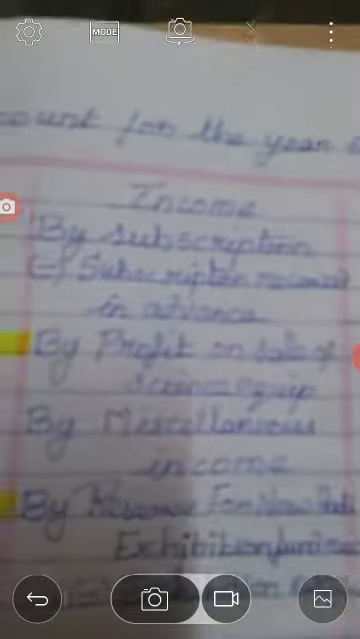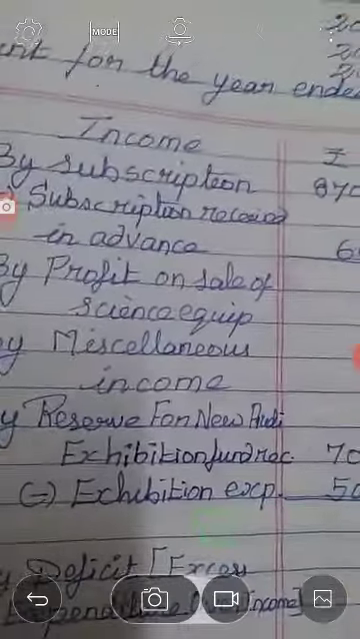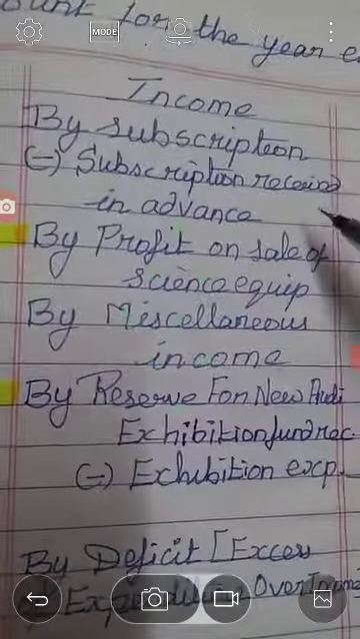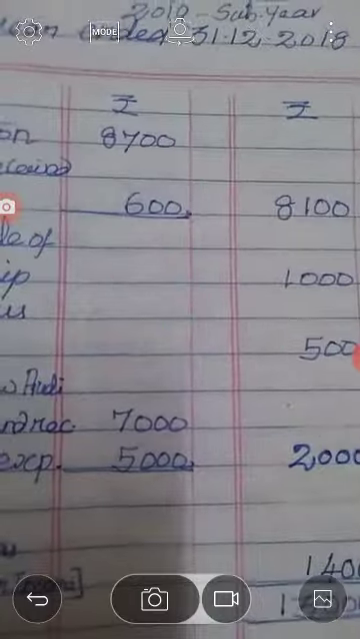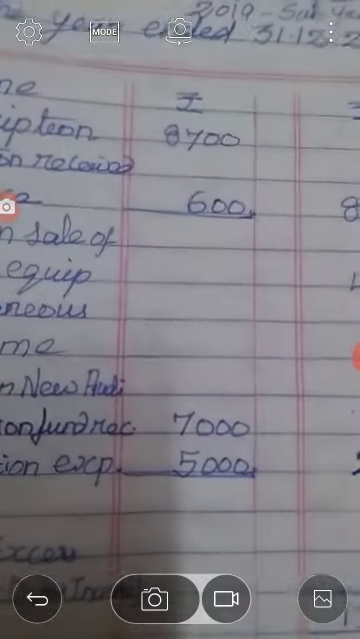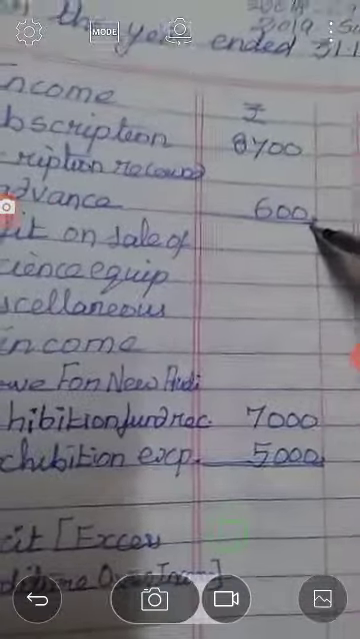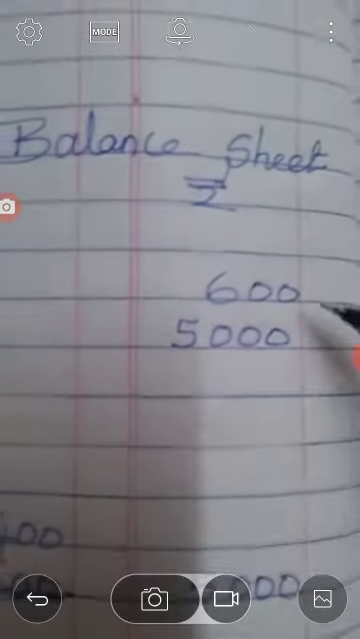On the income side, by subscription 8,700, minus subscription received in advance 600. So you have to subtract it, then 8,100 should be shown in the outer column. Again, this 600 subscription received in advance is a liability, so it should be shown on the balance sheet liability side.